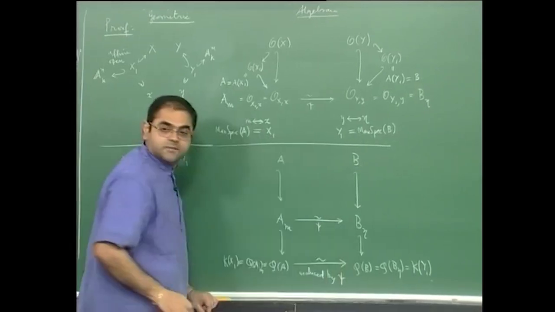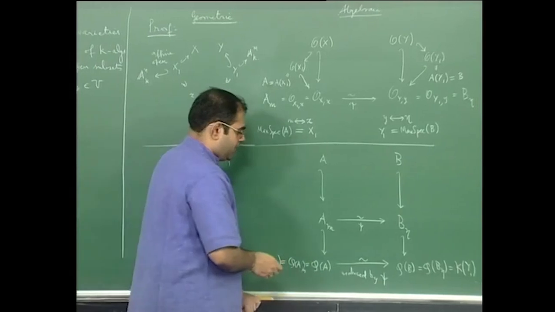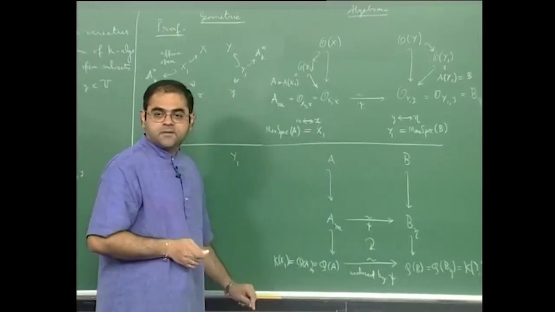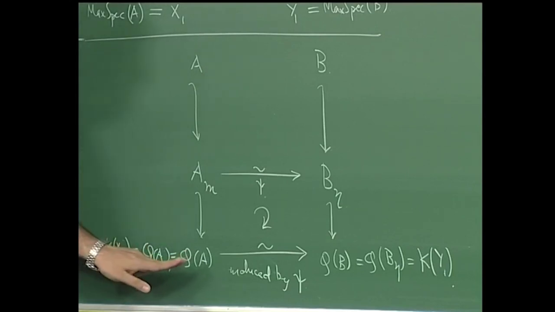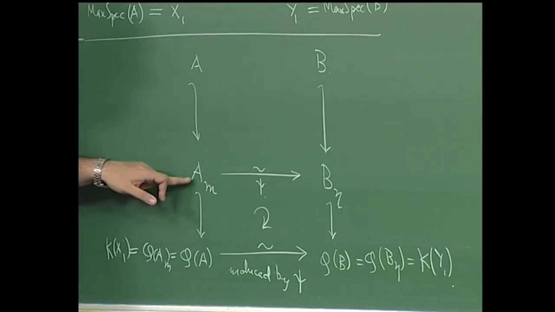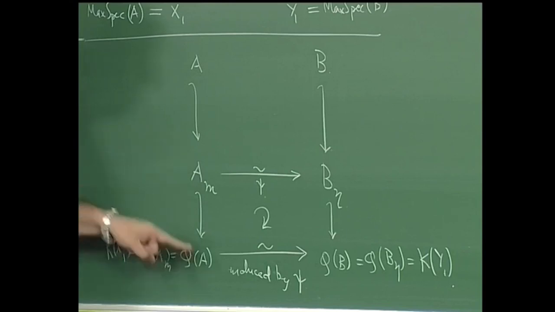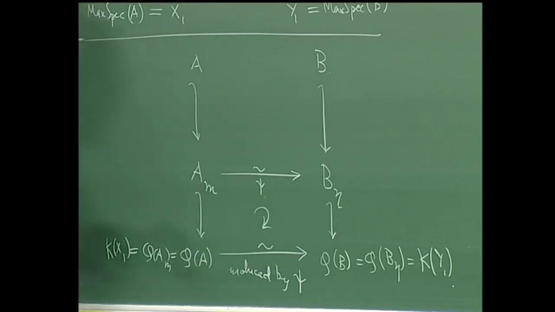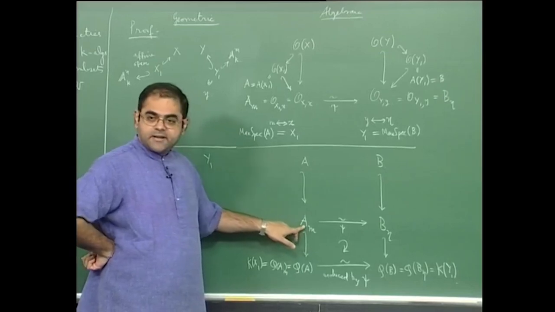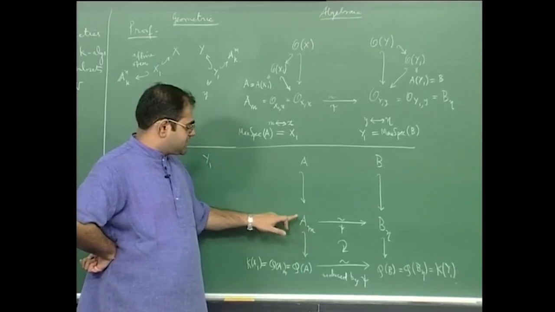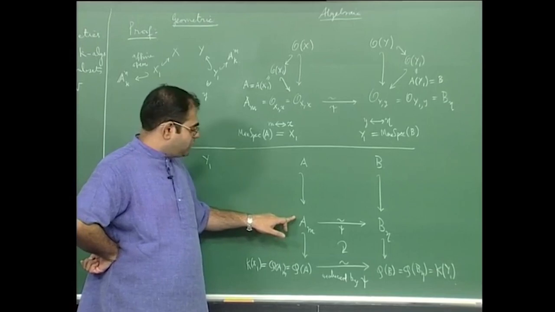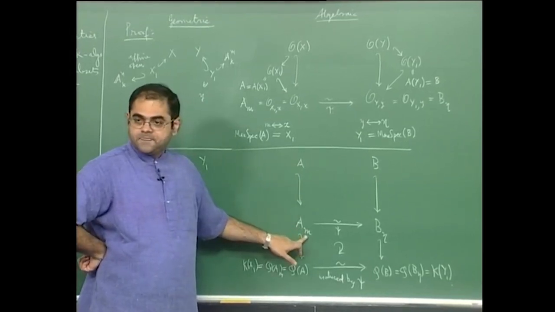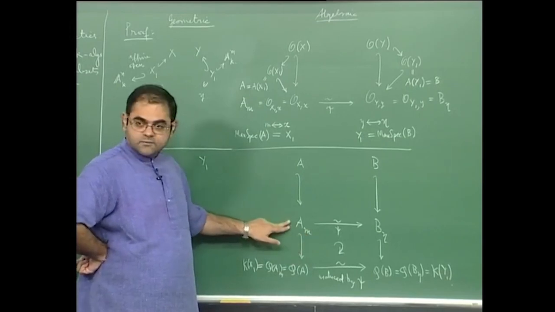This is just induced by psi, okay, and this diagram commutes, okay. So what you must remember is that it's even very easy to see what this map is. What is an element here? An element here is a fraction, the numerator an element of A and the denominator an element of A which is outside M, okay. And that's how an element here looks like.